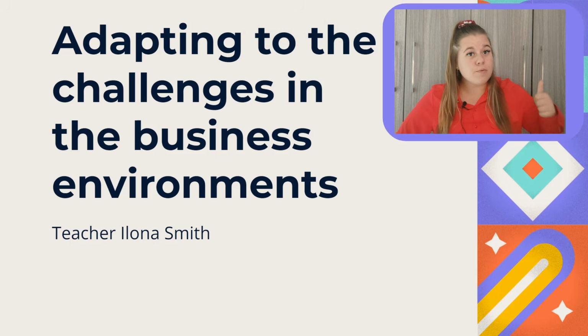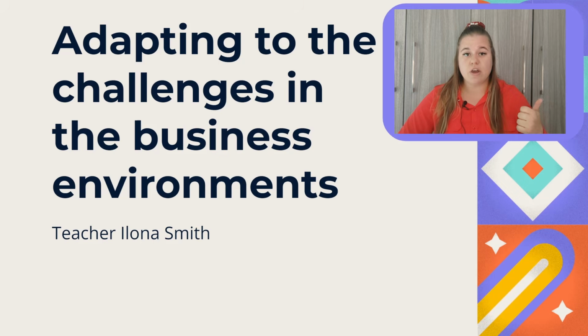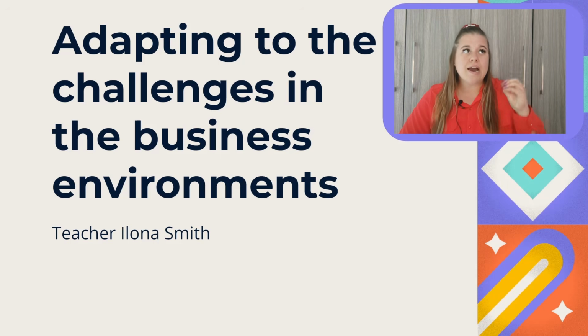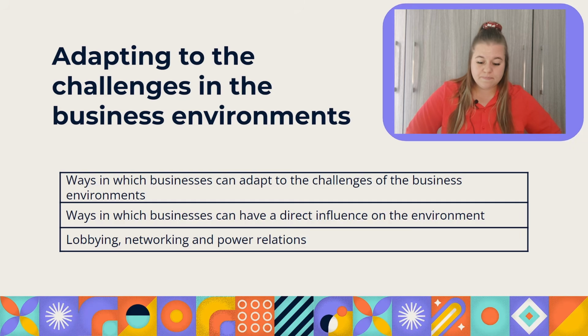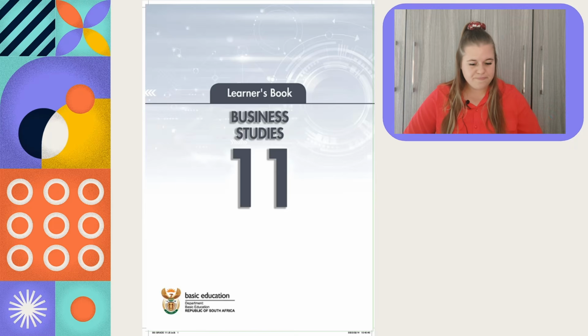Alright, so in chapter 1, we looked at the influences in all the different environments. Chapter 2, we dealt with all the challenges that it may possess. Now we're looking at how we can adapt to these challenges presented in chapter 2. Let's get started. We'll be looking at the ways in which we can adapt, ways in which a business has a direct influence, and then lobbying, networking, and power relations.